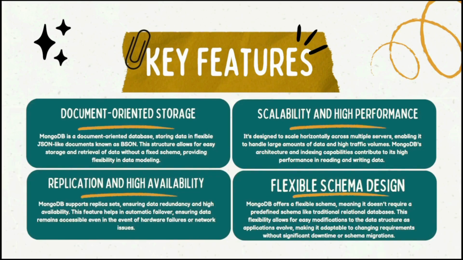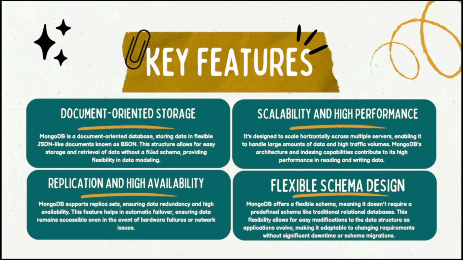So guys, we have a lot of key features of MongoDB, but here I have mentioned some 4 common key features of MongoDB. So if I give you an example, you can see that MongoDB is first of all a document oriented database. What does this mean? MongoDB is a document oriented database. That means it stores data in flexible JSON-like documents known as JSON, right? So you know JSON format, right?